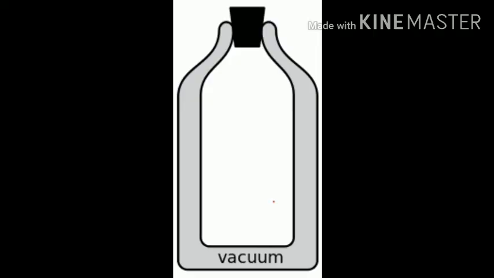Working of a thermos flask. A thermos flask is used to maintain the temperature of liquids kept in it. It keeps hot liquids hot or cold liquids cold for a longer time. The outer casing of a thermos flask is made up of plastic, which acts as an insulator, preventing the heat loss through conduction. Inside it is a double-walled container made of glass or stainless steel.